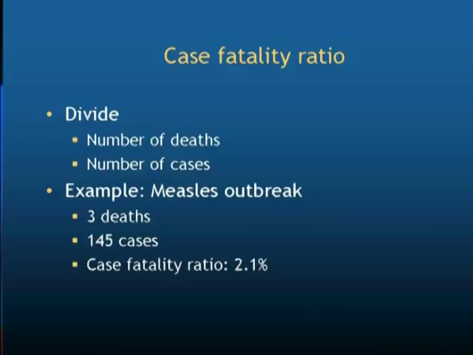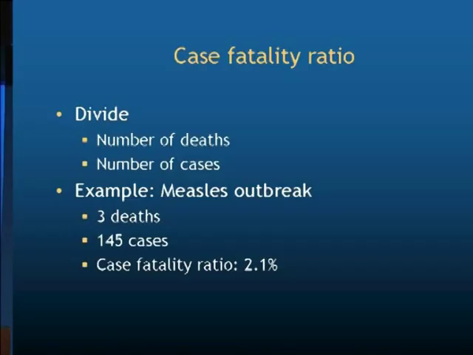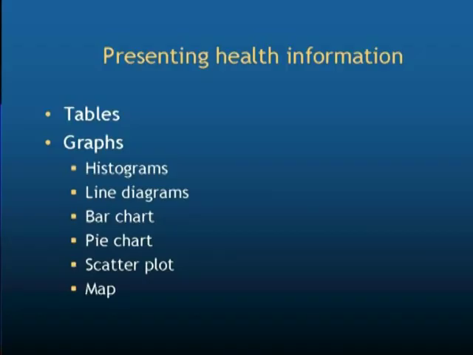Case fatality is the number of deaths divided by the number of cases. Okay. Say an example: in a measles outbreak, there were three deaths and 145 cases, so case fatality is 2.1%. Certain diseases for which the case fatality is very large become a priority disease, for controlling and putting your resources. See, now, of course, you have done some studies, you need, say, to put them in a table and put them as graphs.